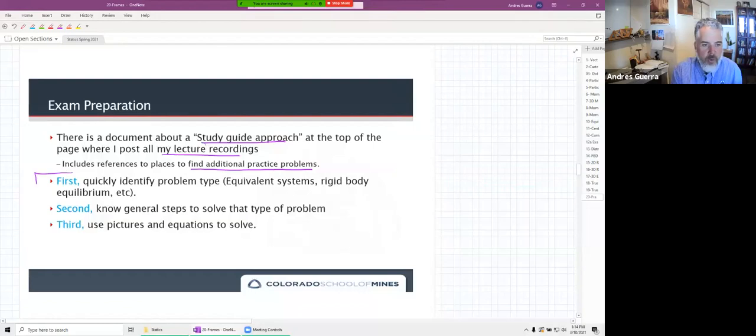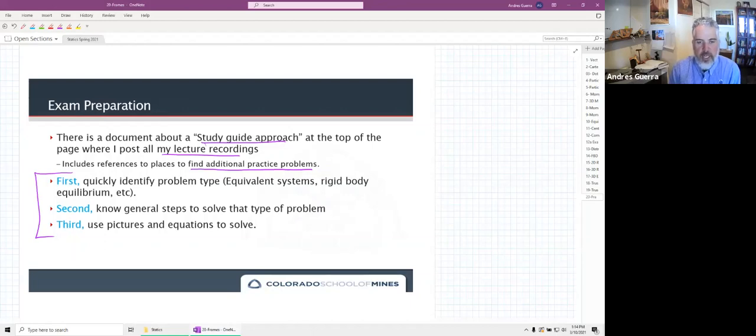I think overall, a good approach would be to say, okay, for every problem I look at on the exam, first, I need to quickly identify the problem type. Is it an equivalent system? Is it a rigid body equilibrium? And then second, know the general steps to solve that type of problem. If you know the steps, you're going to have enough time to finish that exam. If you're kind of fuzzy on those steps, let's work on that and get you to that point where you're going to have enough time to finish all those problems on the exam.